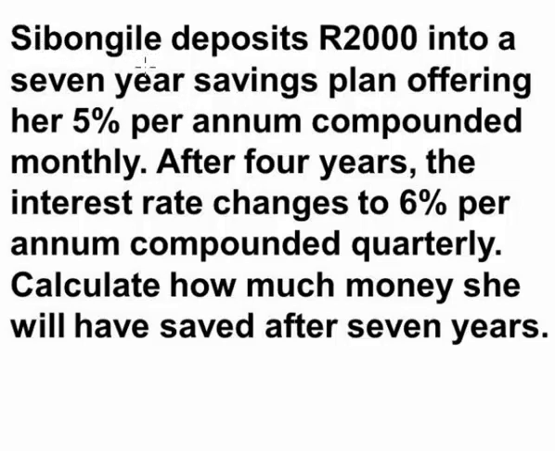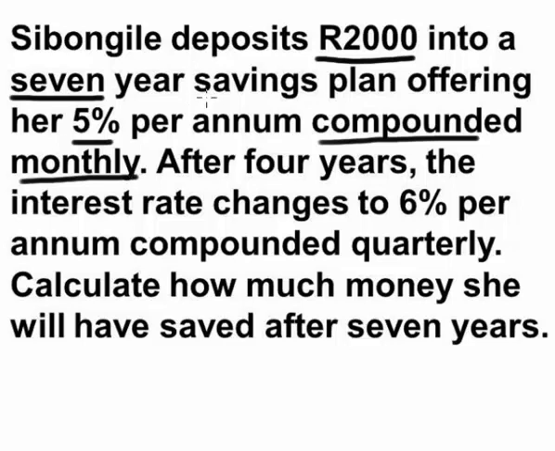Sibongeli deposits 2,000 Rand into a 7-year savings plan, offering her 5% per annum compounded monthly. Then after 4 years, the interest rate changes to 6% per annum compounded quarterly. Calculate how much money she will have saved after 7 years. Now, this is quite a mouthful, so let's analyze. She starts off with 2,000 Rand, and it's a 7-year savings plan, giving her an interest rate of 5% per year, compounded monthly.